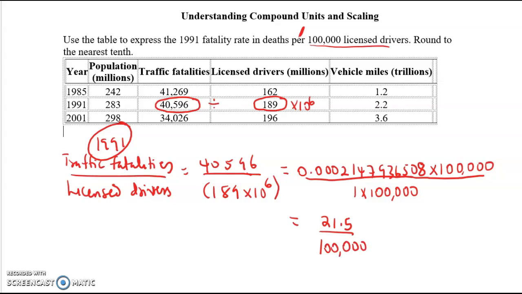This means that there are approximately 21.5 traffic fatalities per 100,000 licensed drivers in 1991. Or if you round this to the nearest whole number, you can say there are about 22 traffic fatalities per 100,000 licensed drivers in 1991. But this question wants us to leave it to one decimal place, so the answer to this question will be 21.5.